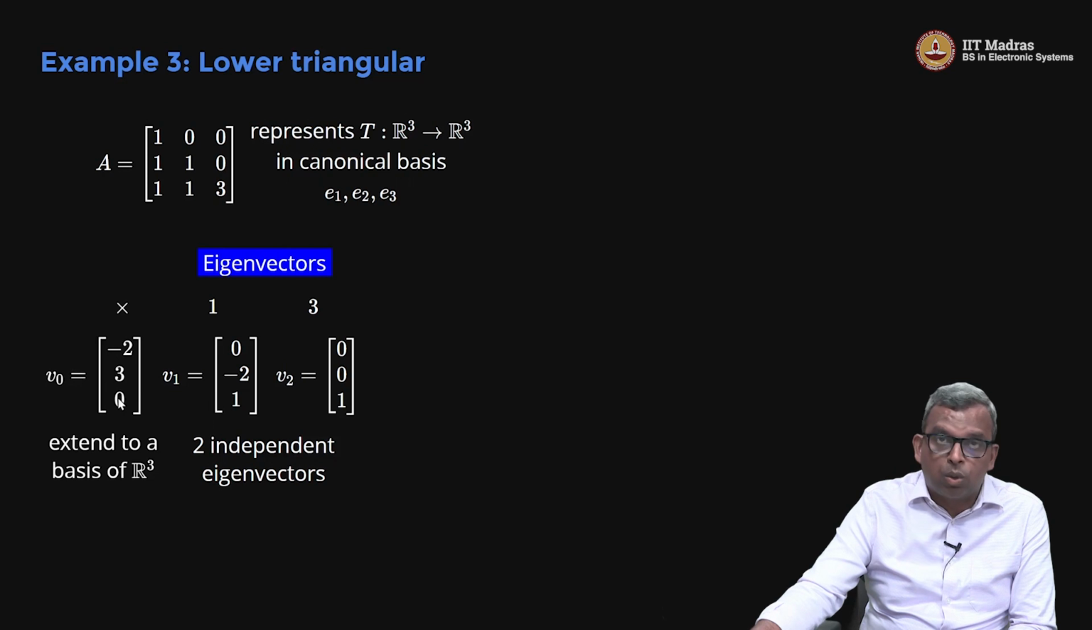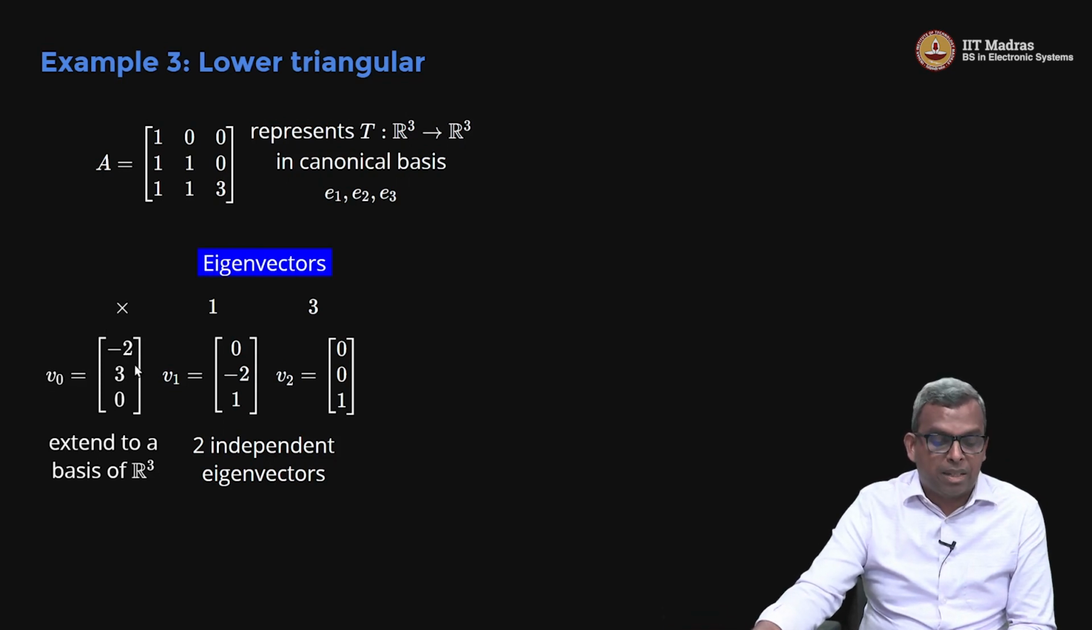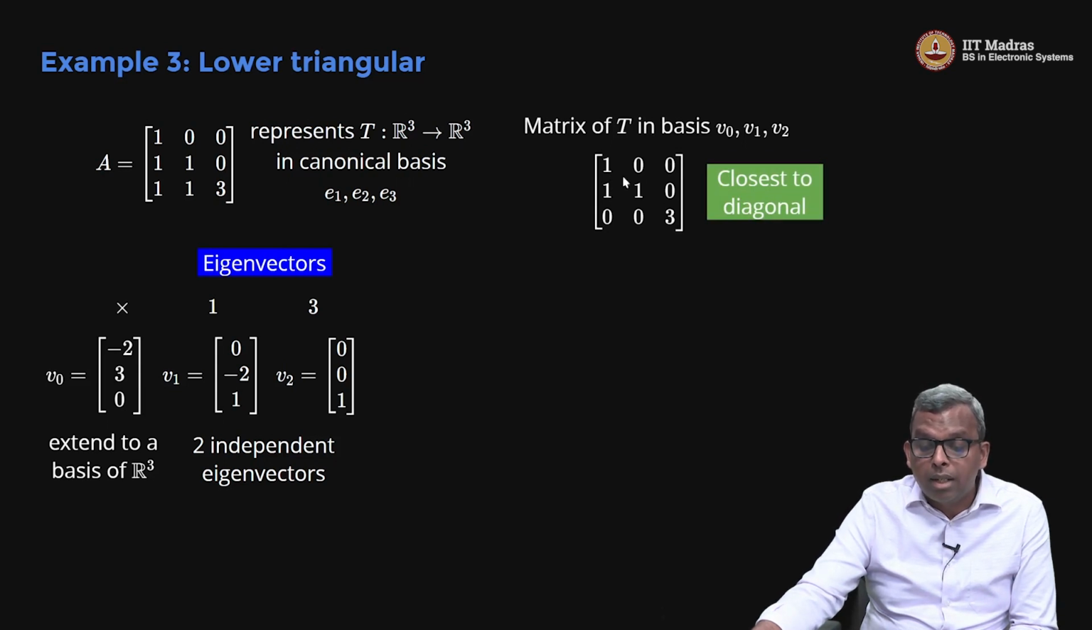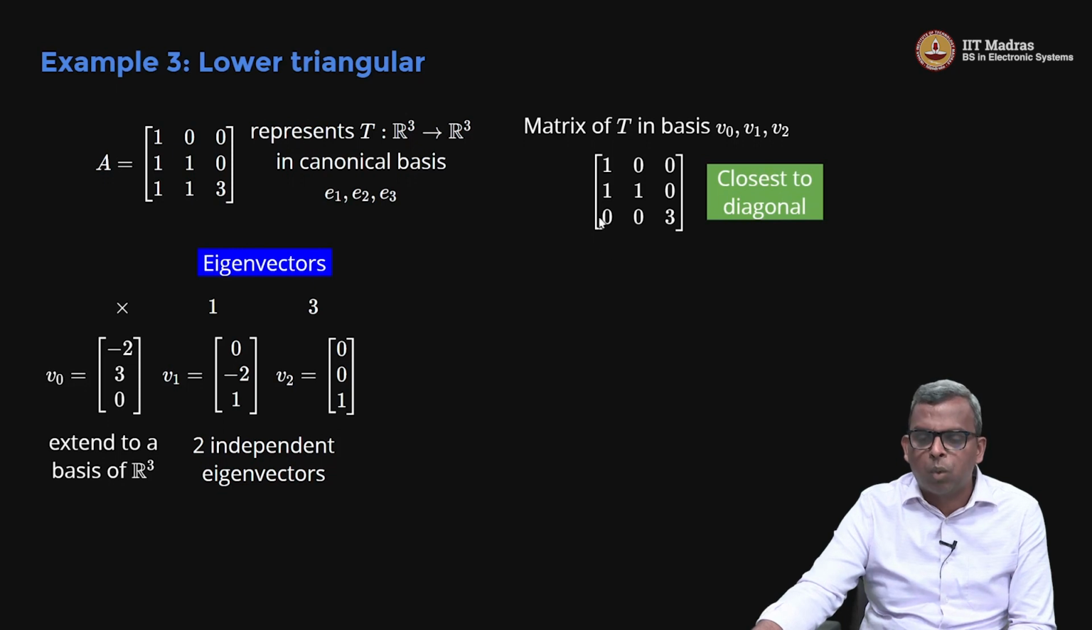If you wanted a linearly independent vector, I could have picked 1, 0, 0. But I've picked it very carefully: I put -2 here, I've picked 3 here. This ratio and this choice is very important, because I've done it in some way so that I will get a nice matrix in the representation. Now if you write the matrix for T in the basis V0, V1, V2, you get 1, 1, 3 on the diagonal, and you get only a single 1 in the off diagonal. Everything else is 0. In fact, this is the closest you can possibly get to a diagonal matrix. It's almost diagonal except one value, which is 1.